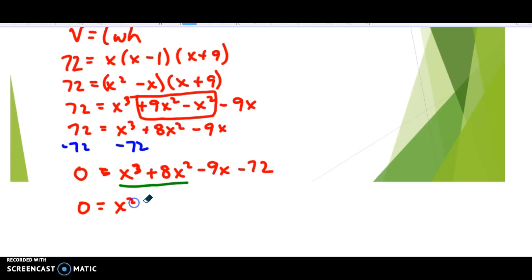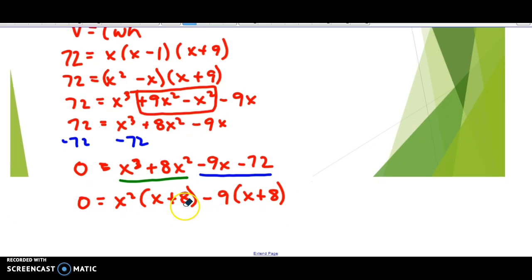Certainly I could pull out an x squared. And as I look at my second two terms, I see that both of these are multiples of 9 and they're both negative. So I'm going to pull out a -9. And that's going to leave me with x plus 8, which works out well because now I have a common binomial factor that I can pull out. And all that leaves me with is x squared and minus 9.